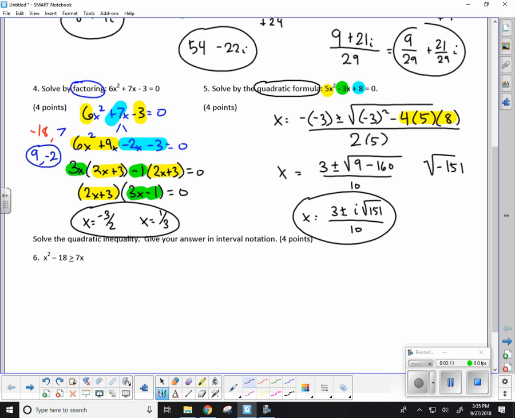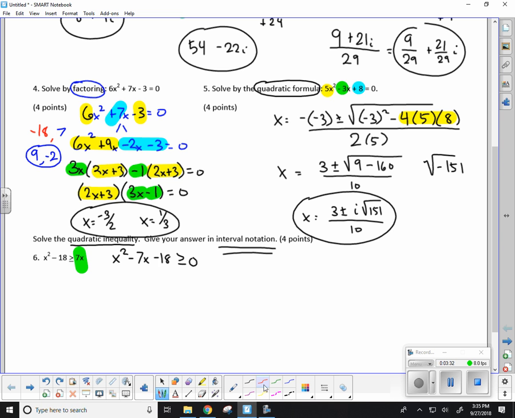Then we move to our last one here, and we're solving a quadratic inequality. So that means our answers are going to be intervals, parts of the number line. And so the first thing I want to do is take this and get it so that I have 0 on one side. And so I'm going to isolate subtracting 7x from both sides.